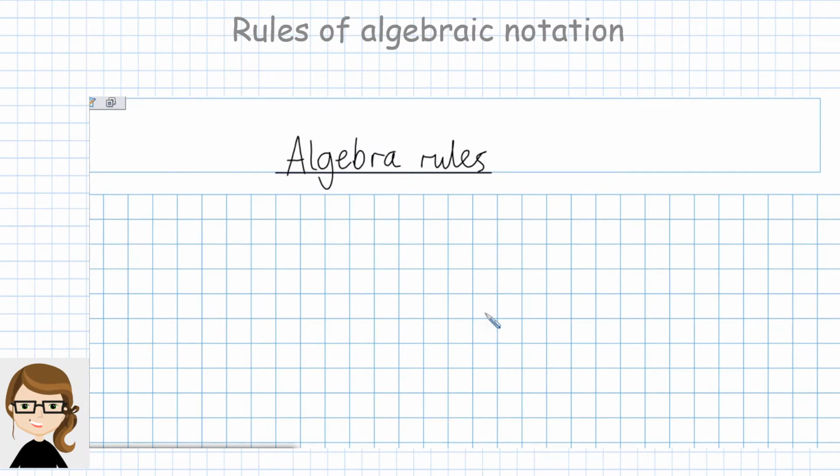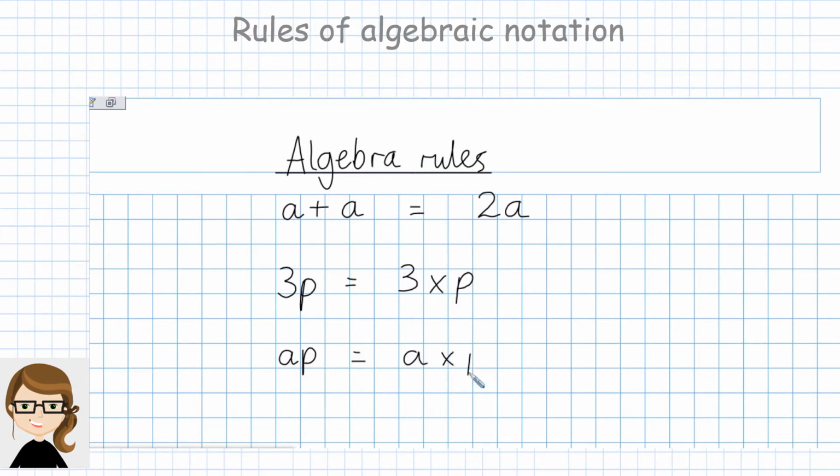So our algebra rules, we're going to go over some of the basics of algebra notation. A plus A can be written as 2A, 2 lots of A. We don't need to write the times, we just write 2A. 3P means 3 lots of P. We could write P, add P, add P. AP means A times P.